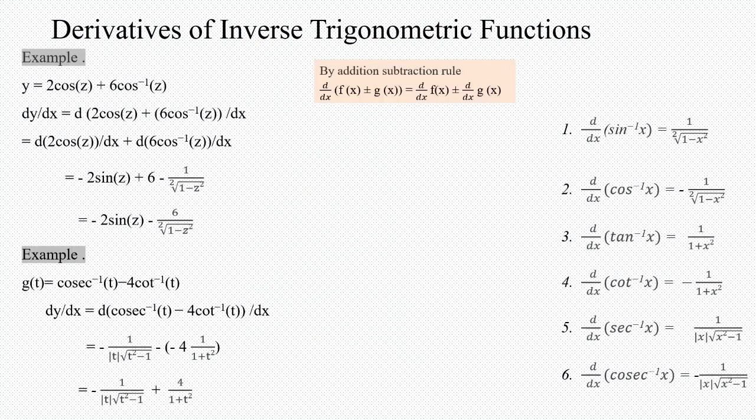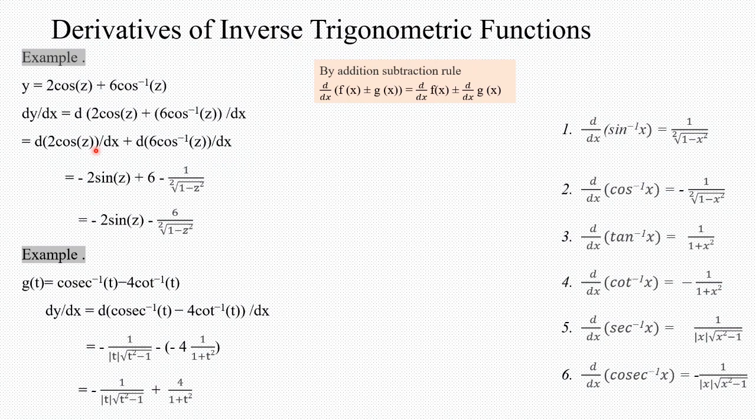Example: y is equal to 2 cos z plus 6 cos inverse z. Here, as two functions are added, the sum difference rule is used. Dy by dx is equal to d of 2 cos z plus 6 cos inverse z by dx, which is equal to differentiation of 2 cos z plus differentiation of 6 cos inverse z.